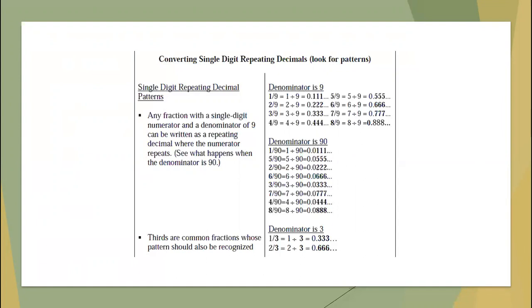And also when there is a denominator of 3, it's a repeating decimal and it's going up by a third, so 0.33 repeating, and then 0.666.